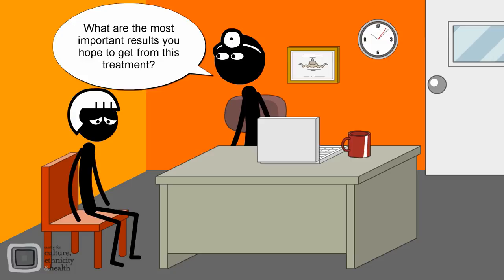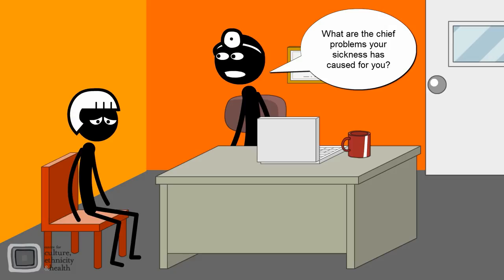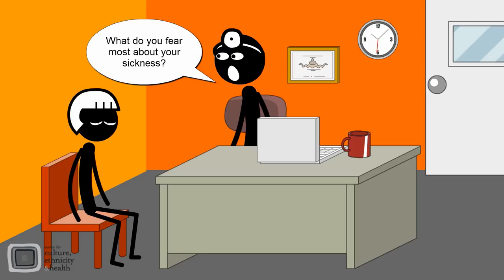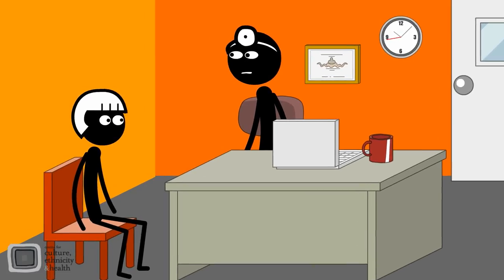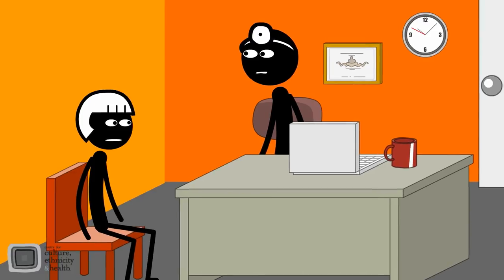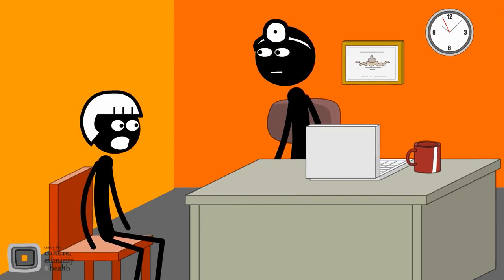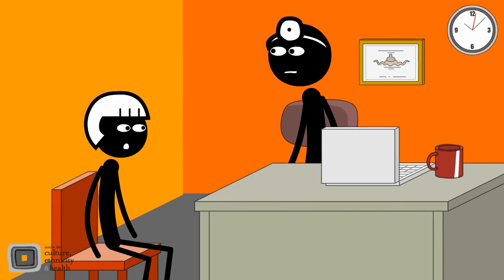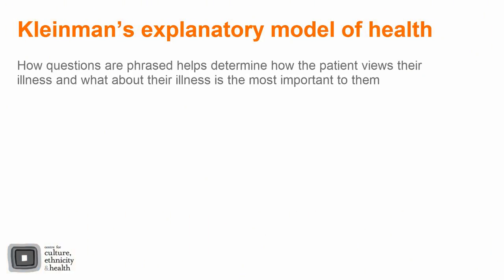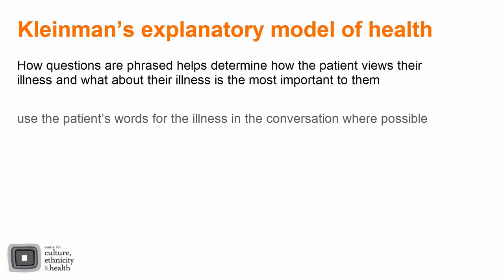What are the most important results you hope to get from this treatment? What are the chief problems your sickness has caused for you? What do you fear most about your sickness? The wording of the questions helps to determine how the patient views their illness and what about their illness is the most important to them. It is important, where possible, to use the patient's words for the illness in the conversation.